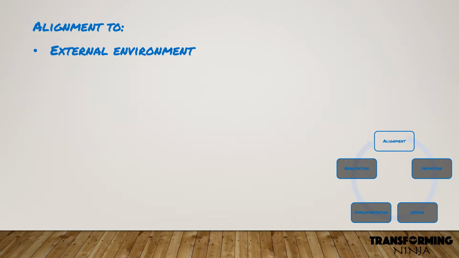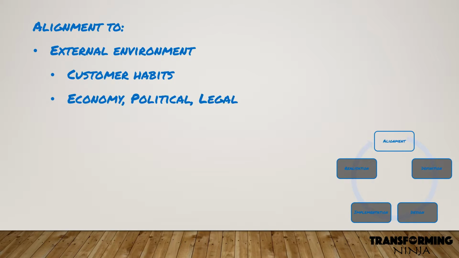But some of the things that the organisation is looking to align to are the habits of potential customers of the organisation. Are these changing, and does the organisation need to change with them? There's the economy, and political and legal landscapes. So are there any upcoming constraints about to be placed on the business that it needs to prepare for? There are the social and environmental factors. So how are the views of society and the customers of the organisation changing?